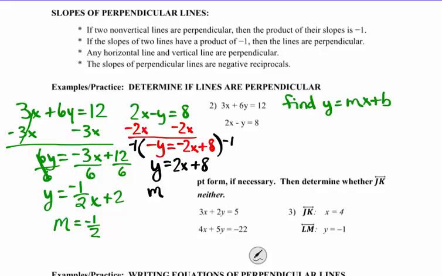Doing that lets me find y equals 2x minus 8. Oops, mistake, Mrs. Bischoff, 2x minus 8. But that's not important. I'm really just looking for the slope. The slope is 2. Negative 1/2 times 2 is in fact negative 1. So yes, those two lines are perpendicular.